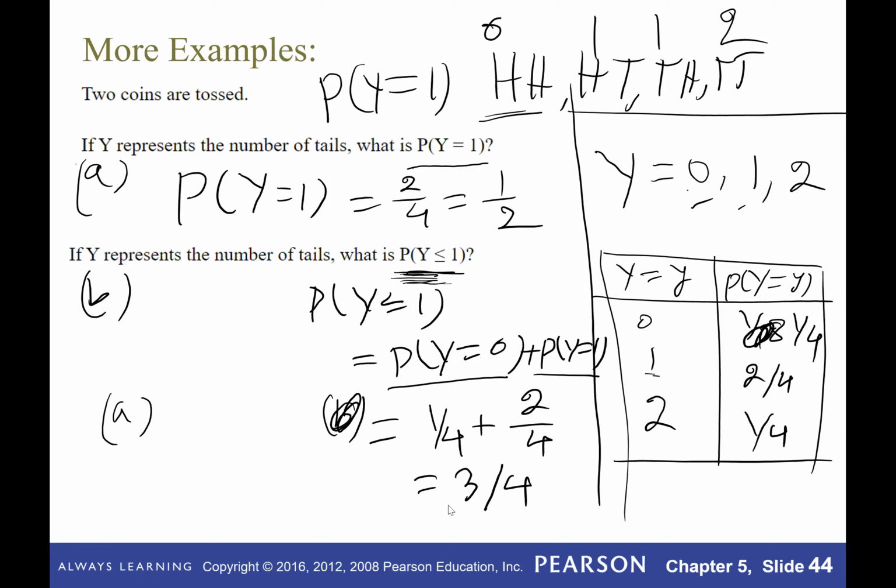So let's see here, y less than or equal to 1. What are the values which are less than or equal to 1? 0 and 1, right? So probability of y equals 0 plus probability of y equals 1. For y equals 0, the probability is 1 over 4, and y equals 1 is 2 over 4. That's why we are adding 2 over 4. So does that answer your question? Okay, thank you.